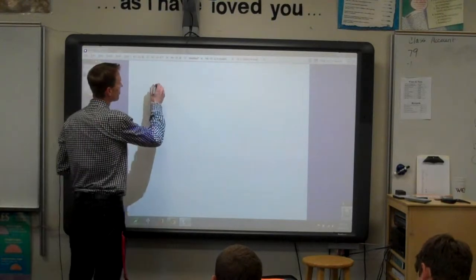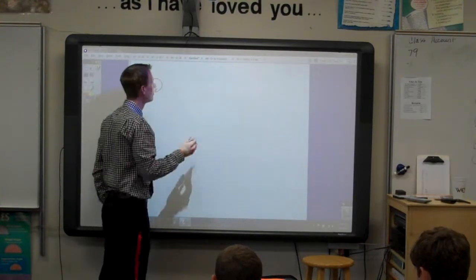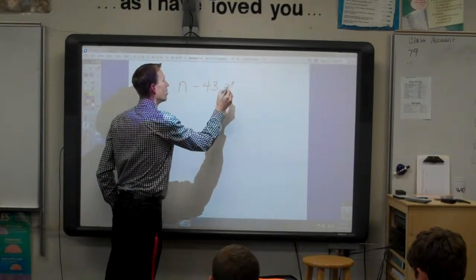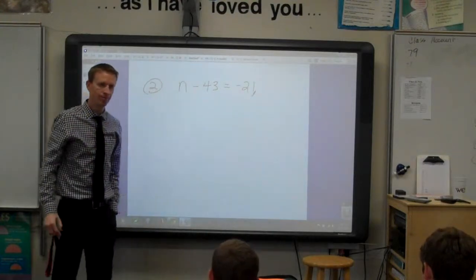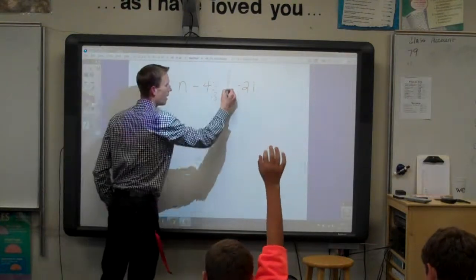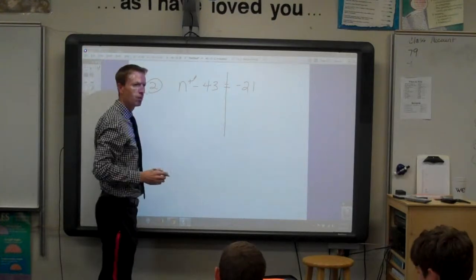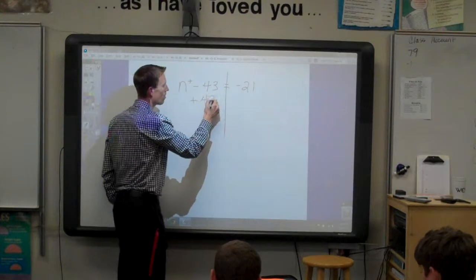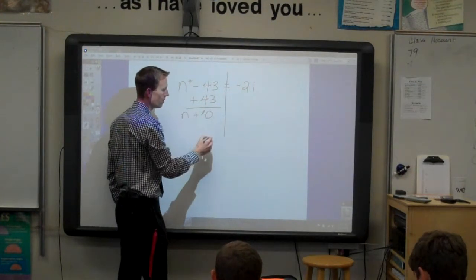Here's another one. This one is a subtraction. So let's say we have n minus 43 equals negative 21. Again, we've got 2 sides. Insert a plus sign, then add 43 to each side. Now we have the n by itself.